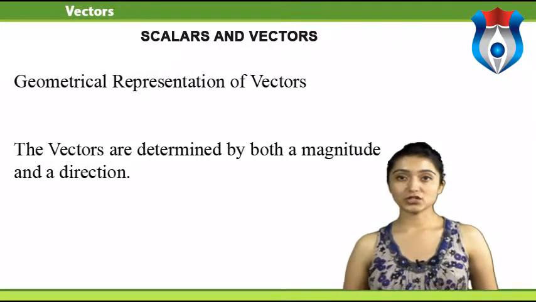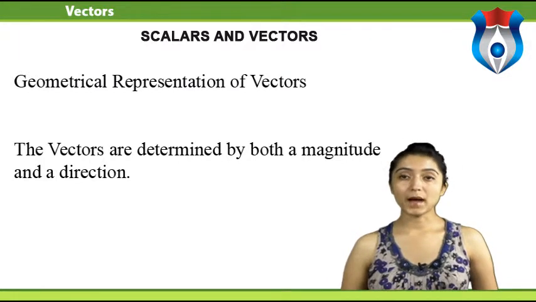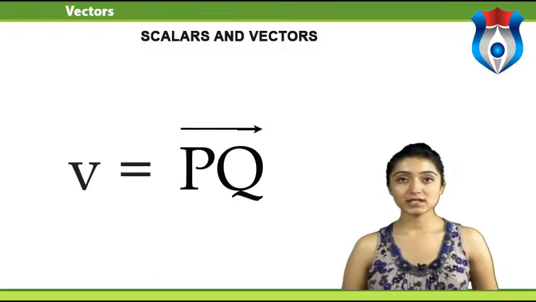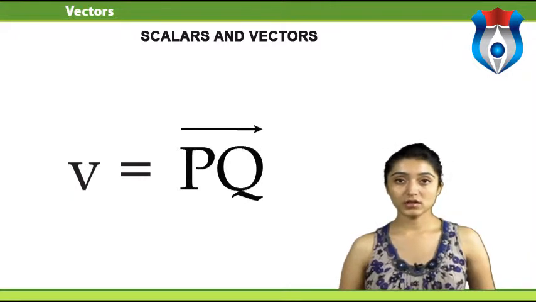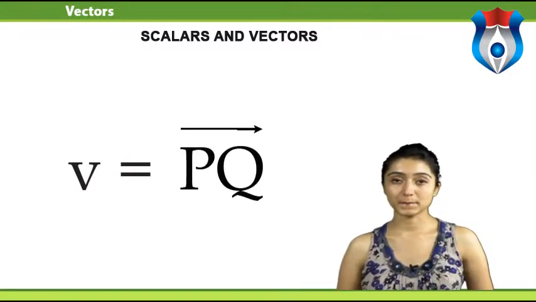Geometrical representation of vectors. The vectors are determined by both a magnitude and a direction. They are represented geometrically in 2 or 3-dimensional space as directed line segments or arrows. The length of the arrow corresponds to the magnitude of the vector, while the direction of the arrow corresponds to the direction of the vector.